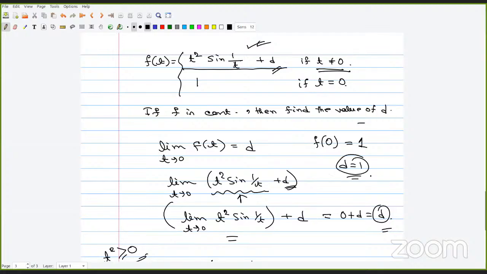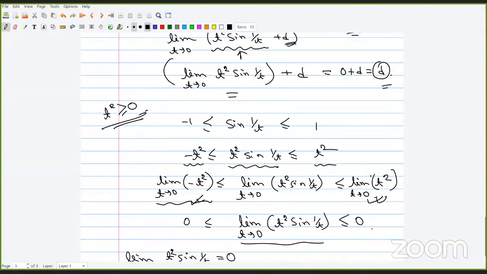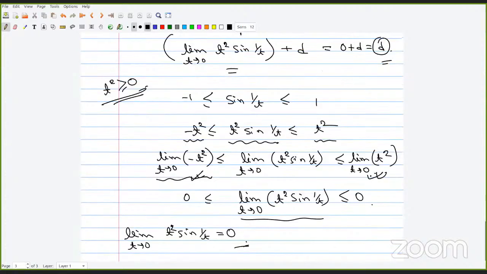Okay. Now for the sandwich, again, the sine function is always bounded between -1 and 1, right? Now t square is greater than 0 always, t square is positive for any value of t. So if I multiply with t square, then the inequality will remain the same.